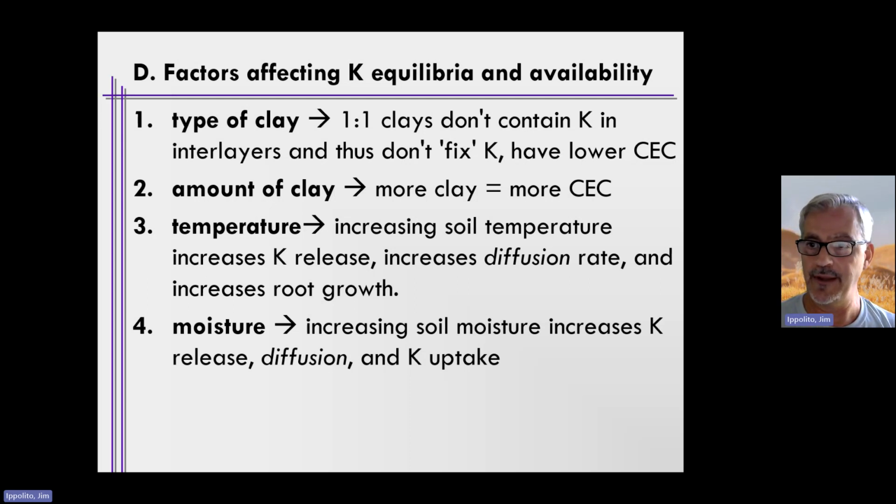One-to-one type clays simply don't contain potassium in interlayers because there is no interlayer. And thus, those types of clays don't fix potassium. They actually have a lower CEC. You learned about this in the CEC unit, right? 2-to-1 type clays are more important for potassium and feeding potassium to exchange sites than 1-to-1 type clays, simply because of potassium potentially in interlayers or greater CEC overall, and the ability of those soils to hold on to potassium on the CEC sites.